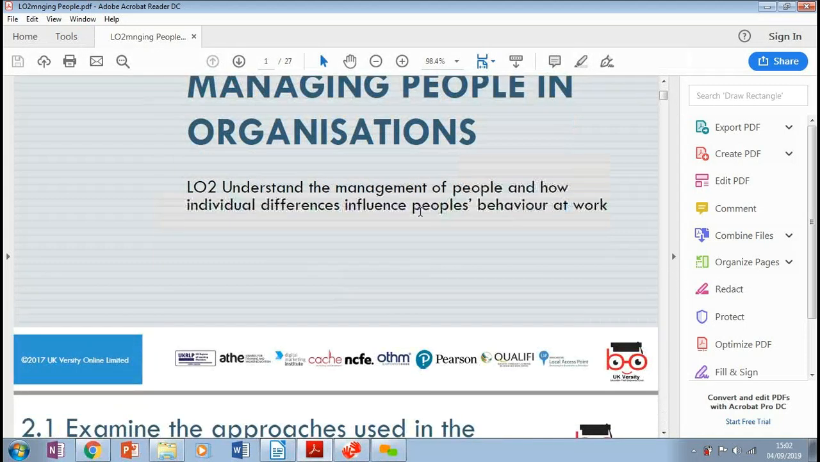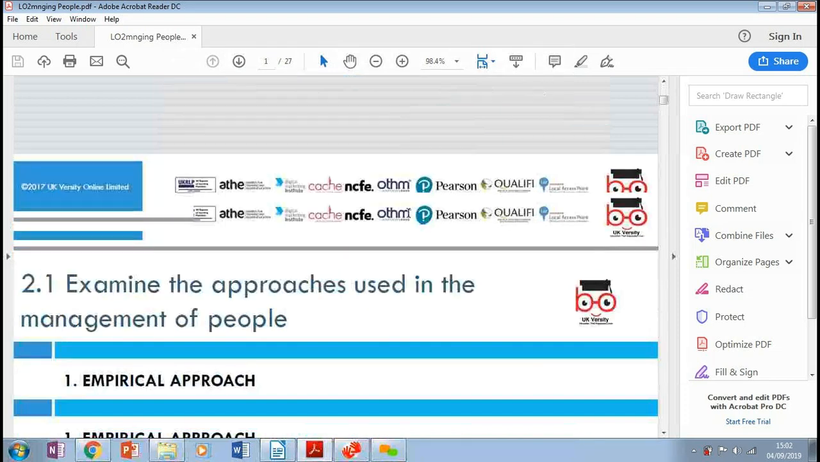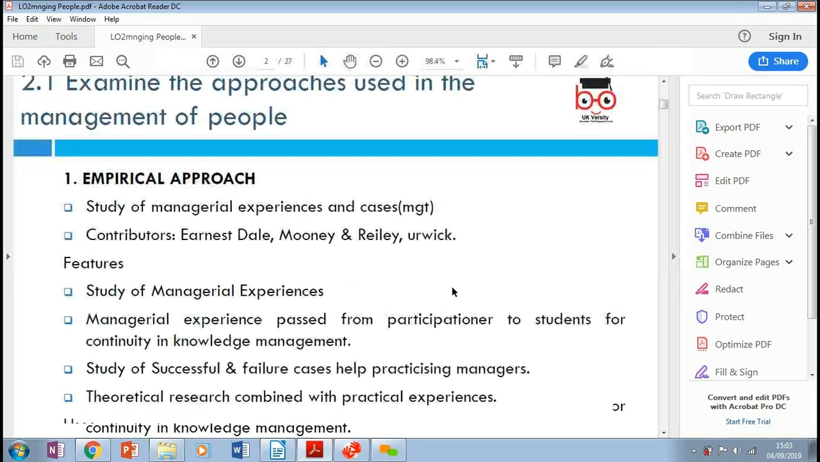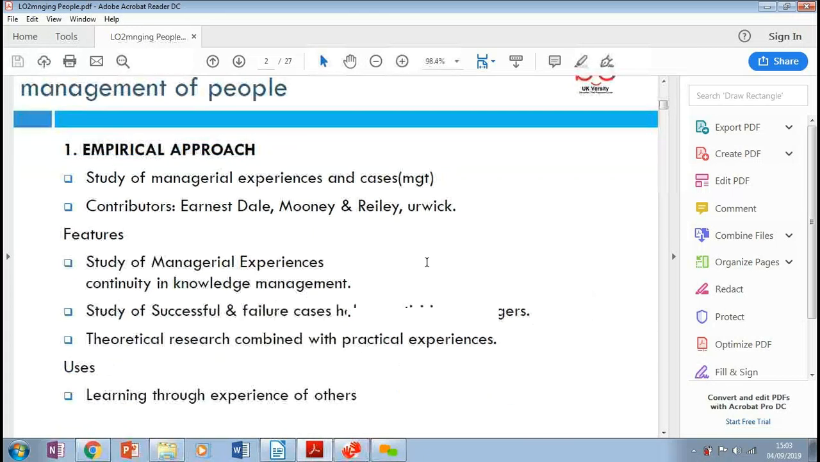Obviously, when they're looking at people's behaviour at work and influencing it, they're talking about influencing it so that they're more productive. That's really obviously a business context. So the empirical approach was the study of managerial experiences and cases. There's a lot of them. There's so much case study in management science, and it's been going on for a very, very long time.